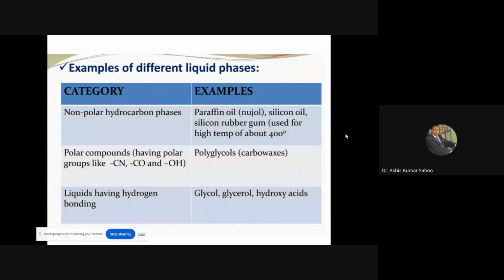Example of different liquid phases. So what are the liquids that will be given? Non-polar hydrocarbon phases: paraffin oil, silicone oil, silicone rubber. These can be used as non-polar hydrocarbons. Polar compounds: polyglycols can be given for the polar liquid having hydrogen bonding, such as glycol, glycerol, hydroxyl.